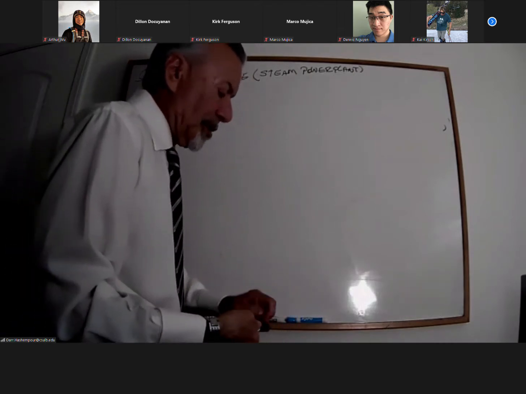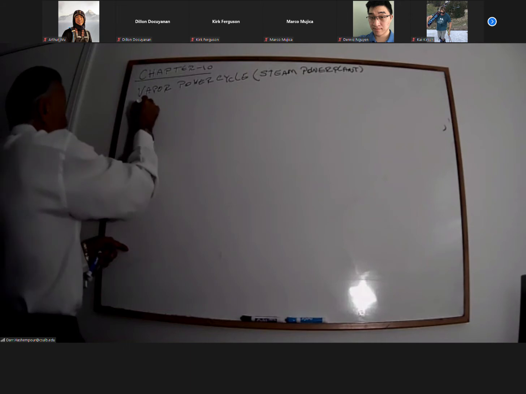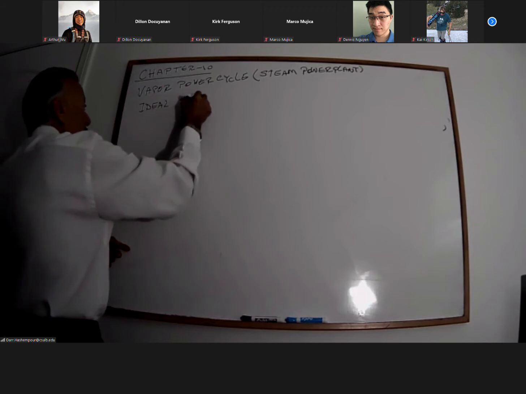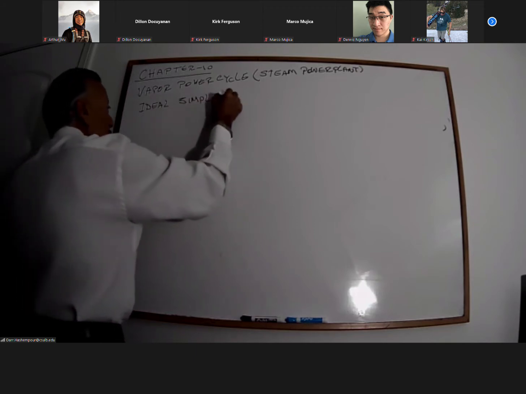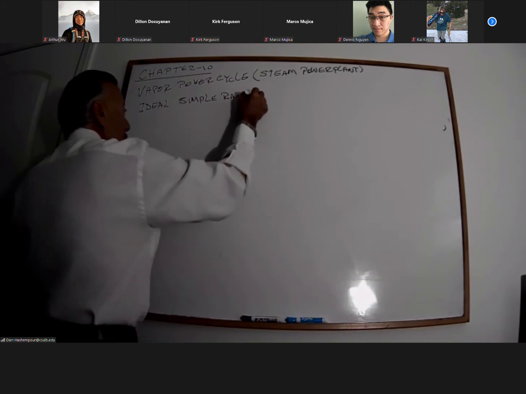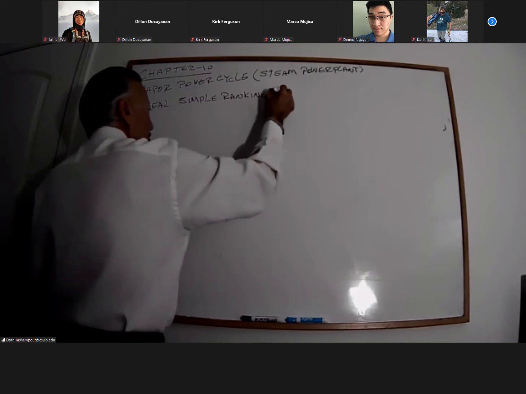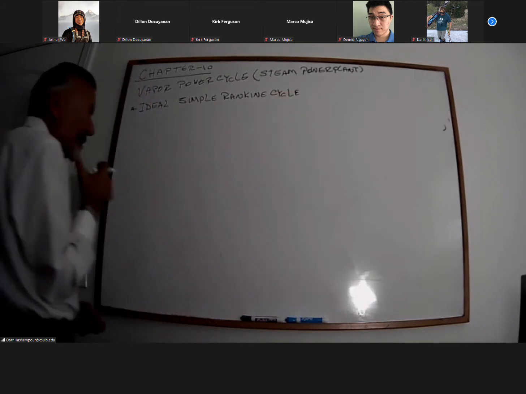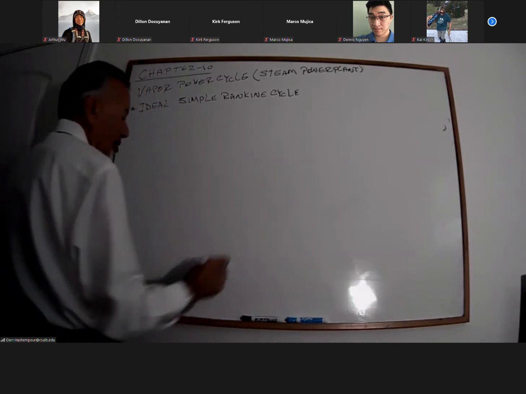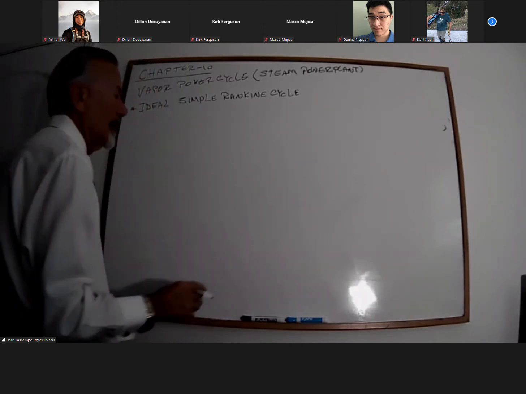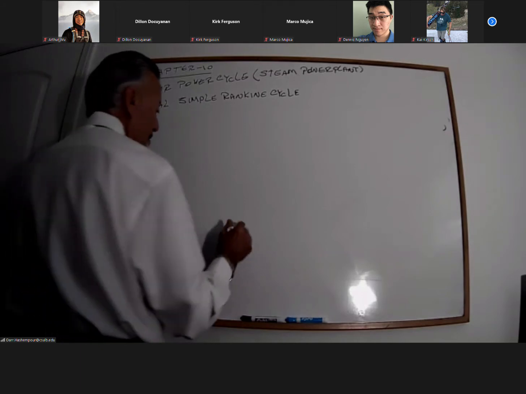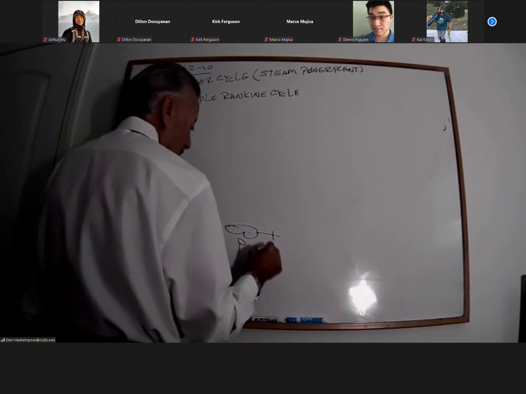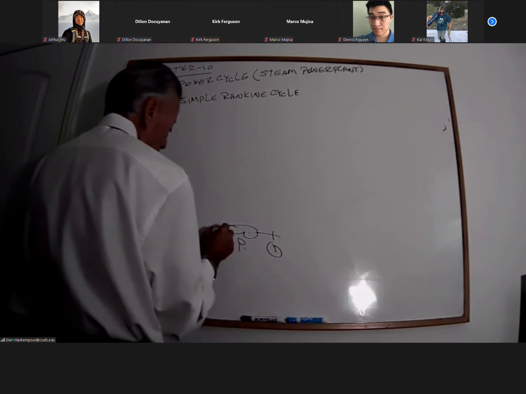Now, chapter 10 starts with the ideal simple Rankine cycle. That's the first one we're going to use. Now, I'm going to do the equipment arrangement a little differently. So this is our pump. This is the source of the water at point 1.